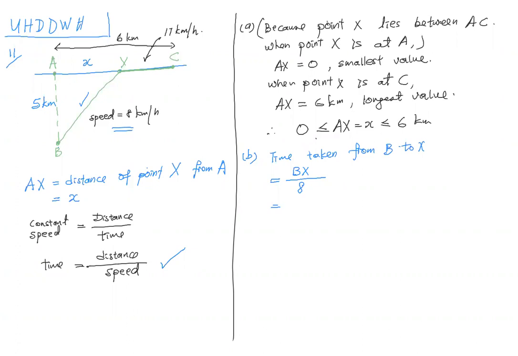Okay. Azif? Yes. So you use the triangle formula. Then you tell me. X squared plus 5 squared. Square root of X squared plus 5 squared. Right? Because this is a right angle. Okay, so square root divided by 8. So I know now the time taken to travel from B to X.